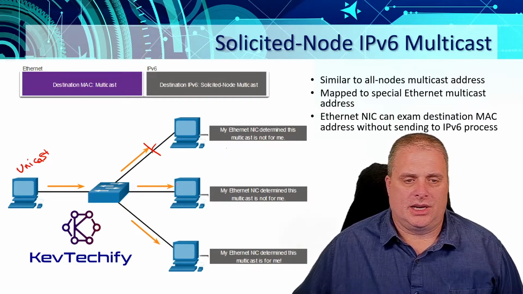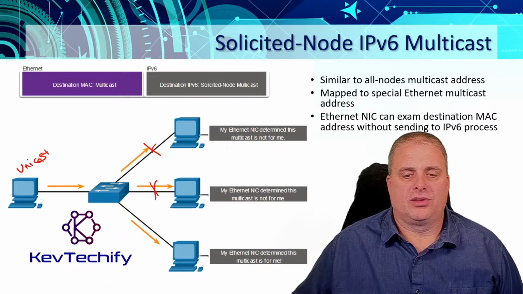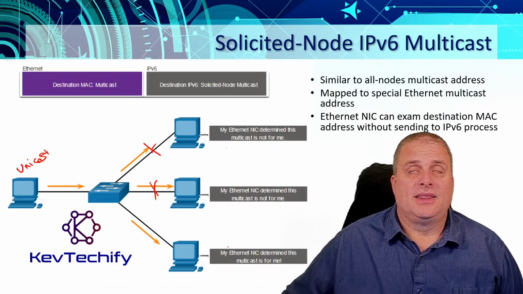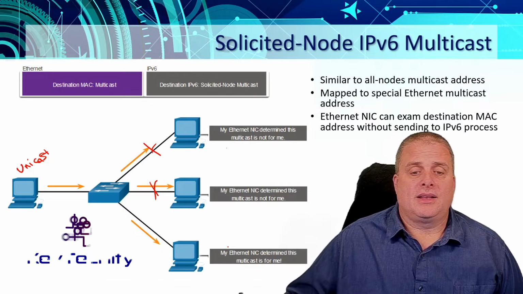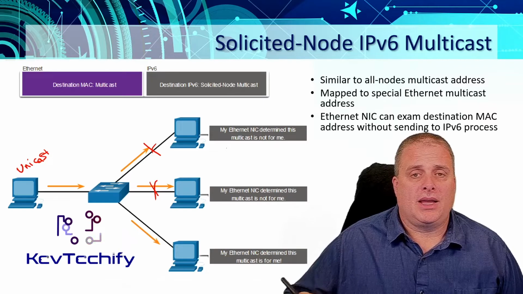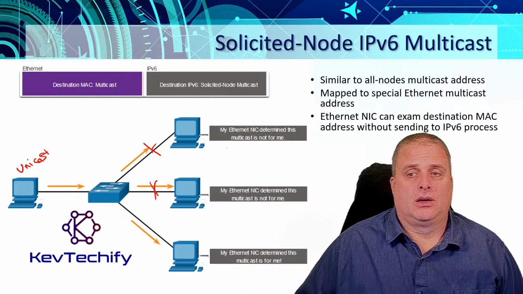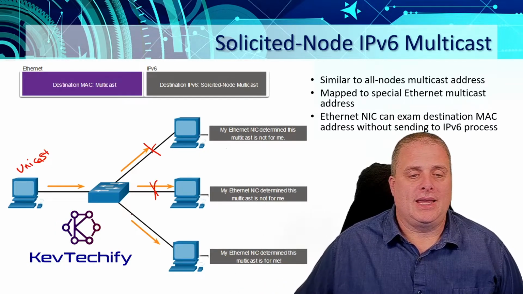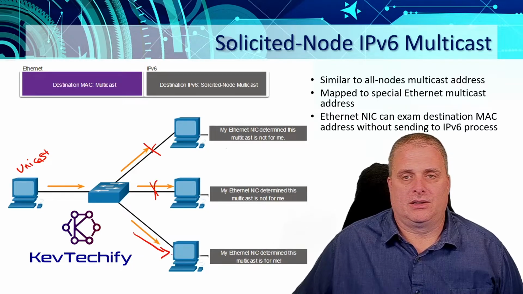Another device does the same thing. Nope, it's not mine. But then the third one down here says, hey, that Ethernet NIC, that multicast MAC address, that's for me. I will then take it in and I will process it.